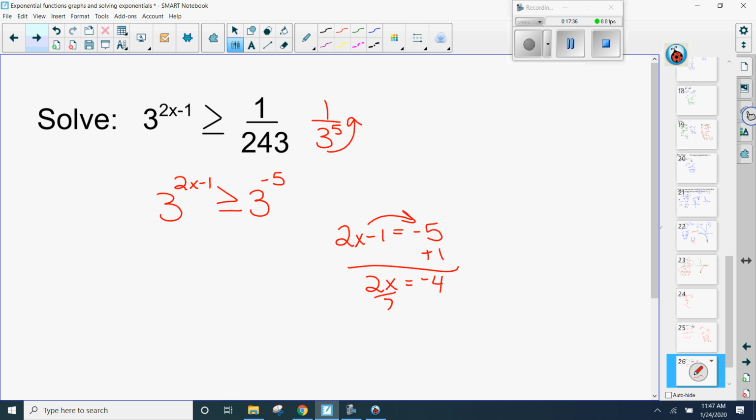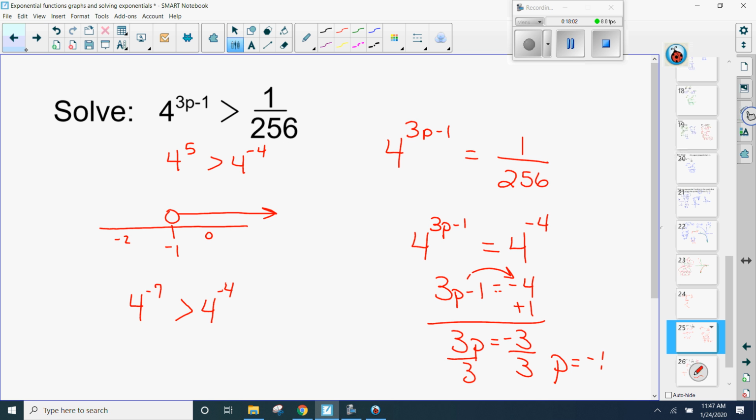I'm going to divide by 2. I get -2. If I put -2 in, I get -4 minus 1, which is -5. That's equal, so that works. So I know it can be equal to -2. If I look at it on the number line, if it's equal to, that means you're going to get a closed circle because it includes it. On the last example, we left it as an open circle because it didn't include it.